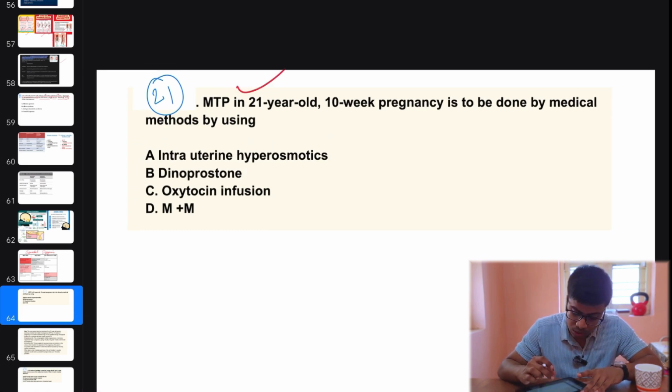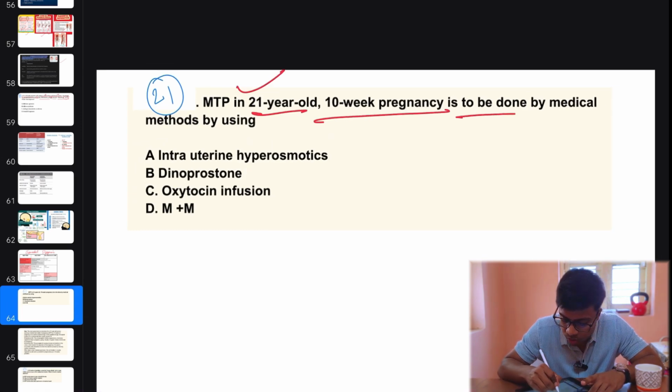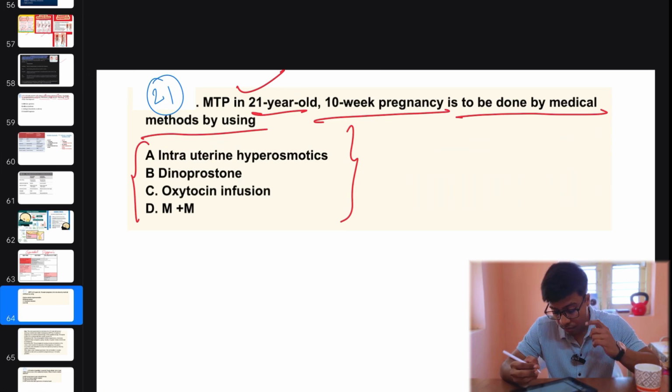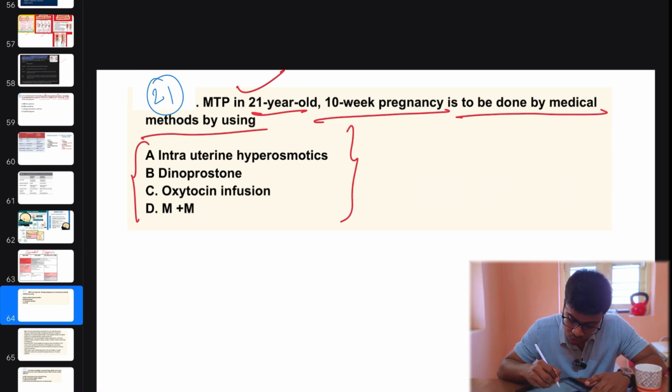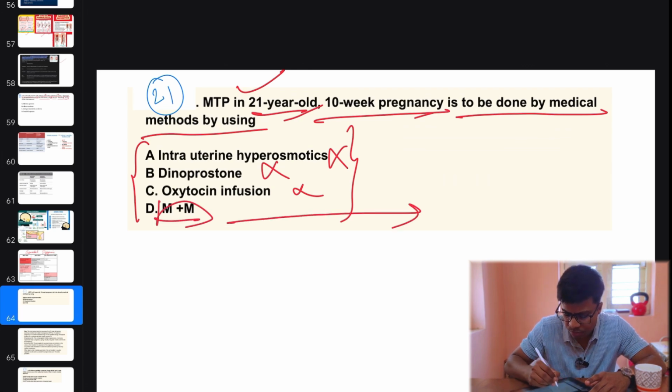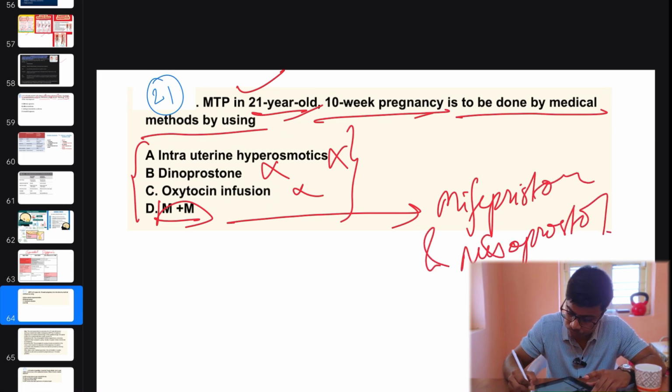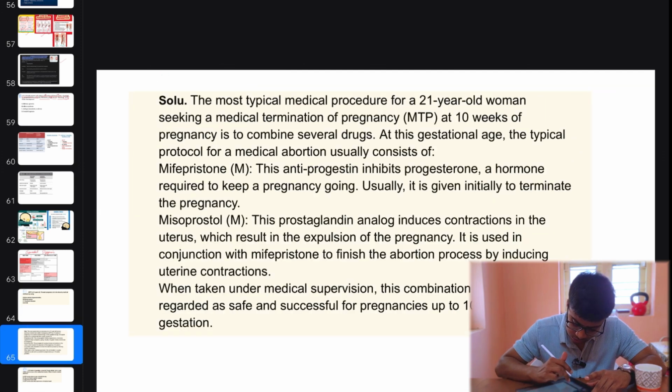Now, this question is MTP related. A 21-year-old, 10 weeks pregnancy, is terminated by the medical method. By which method are we doing this, we have to tell. Intrauterine hyperosmotics, no, not given. Dinoprostone, not given for a 21-year-old at 10 weeks. Osmotic infusion, no. M&M, that is Mifepristone and Misoprostol, yes, it is given.